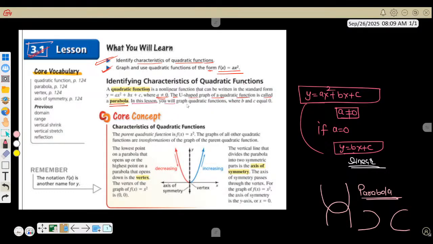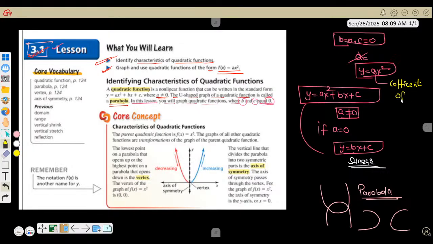In these relations, you will first graph the quadratic function where b and c equal 0. This is a special kind of exercise in which the constants b and c will be 0. So only the graph y is equal to ax square is left, where a is called the coefficient. Coefficient of what? Coefficient of x square.